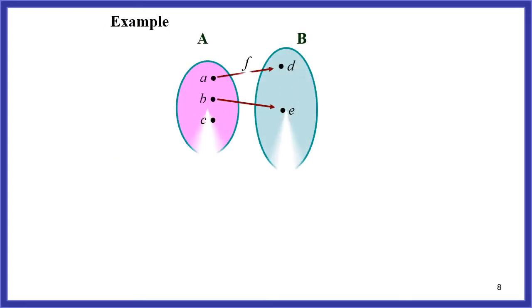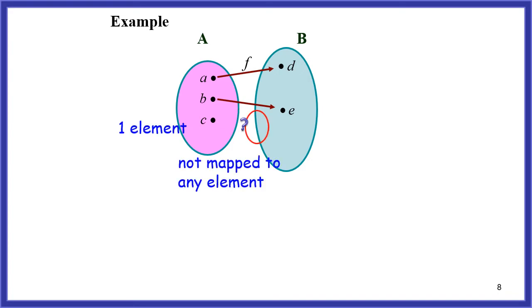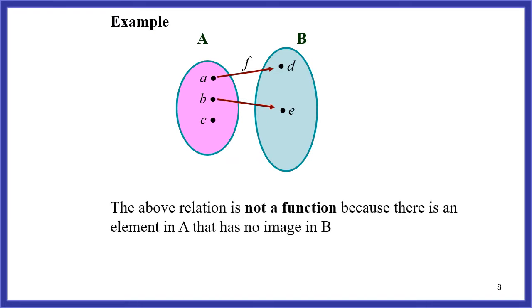For example, we have set A and B, and in F, in set A, we have A and B mapping to D and E, 1 to 1. But for C, it's not mapped to any element. But the definition of function says every element in set A must be mapped. So is this a function? This is not a function because there is an element in A that has no image in B.